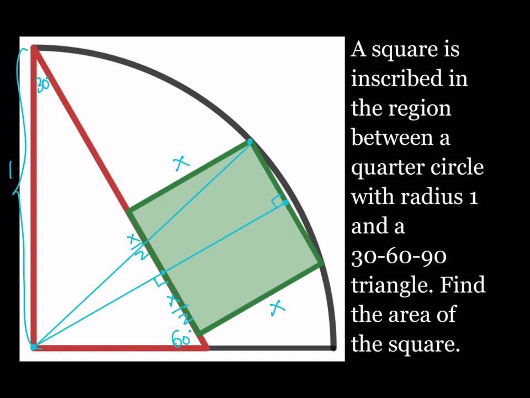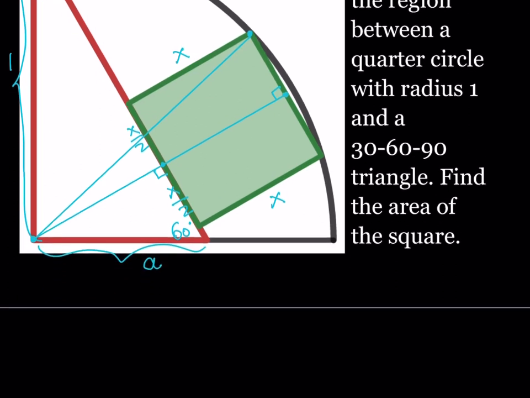Great. So what do you know about 30, 60, 90 triangles? The longer leg is square root of 3 times the shorter leg. So if the shorter leg is a, in this case, then I can safely say that a times square root of 3 is equal to 1, which means that a is equal to 1 over square root of 3, which you can write as square root of 3 over 3. So again, that's a critical segment because we want to be able to use the Pythagorean theorem, obviously.